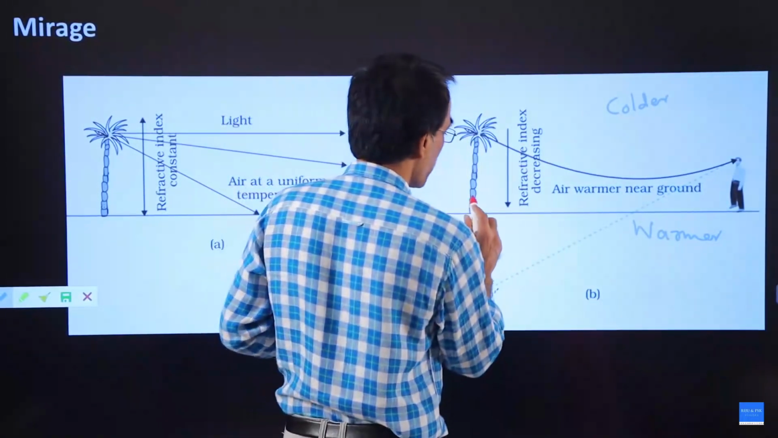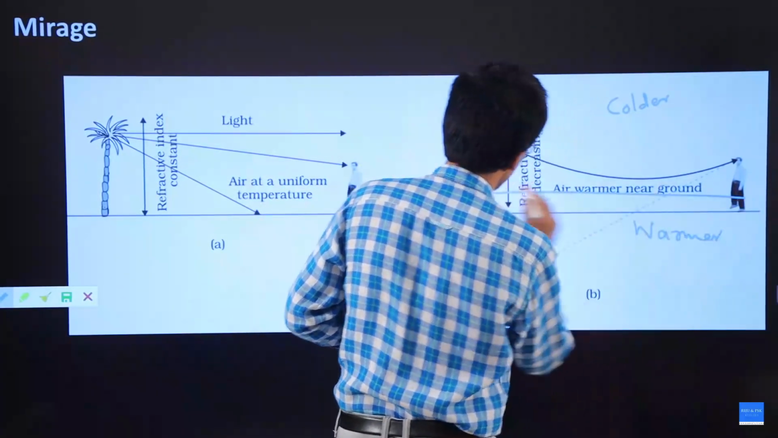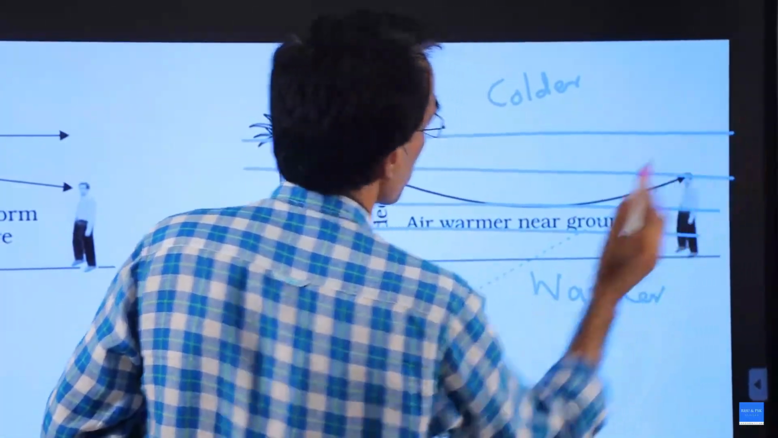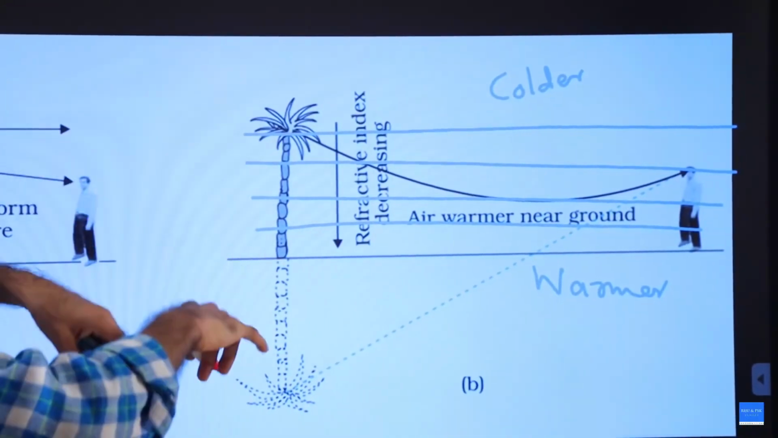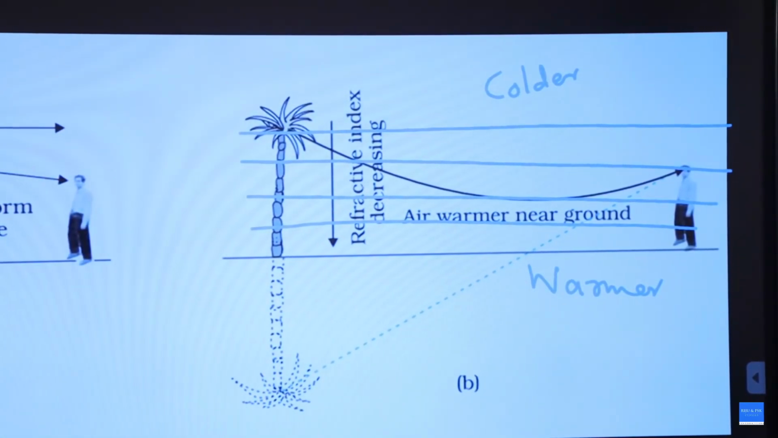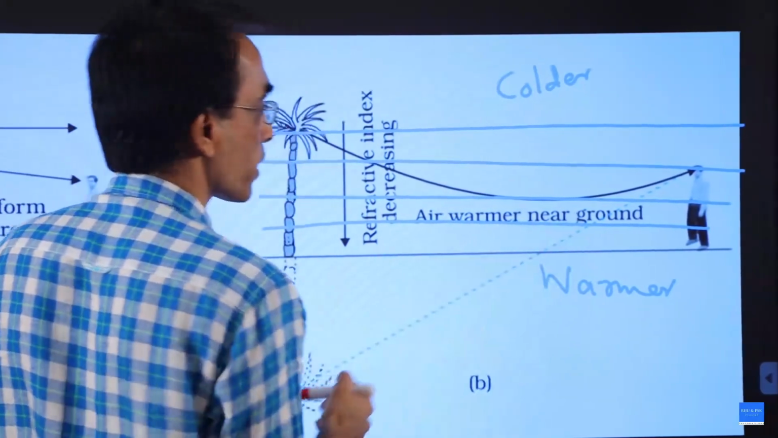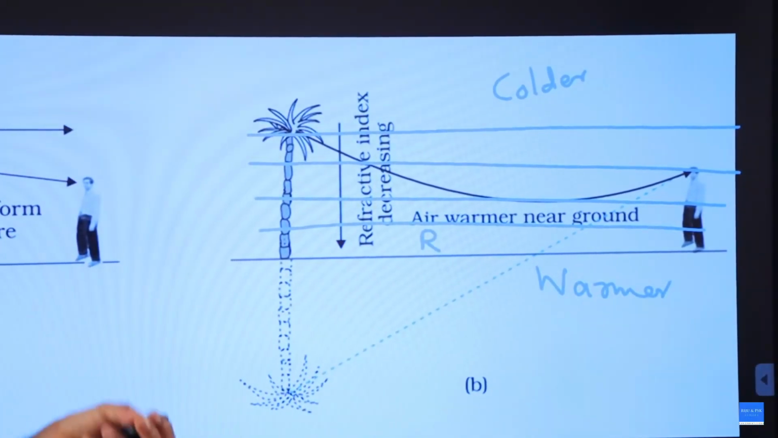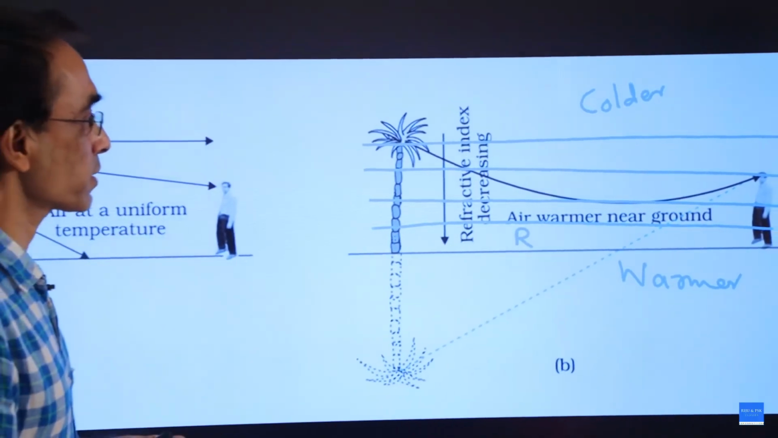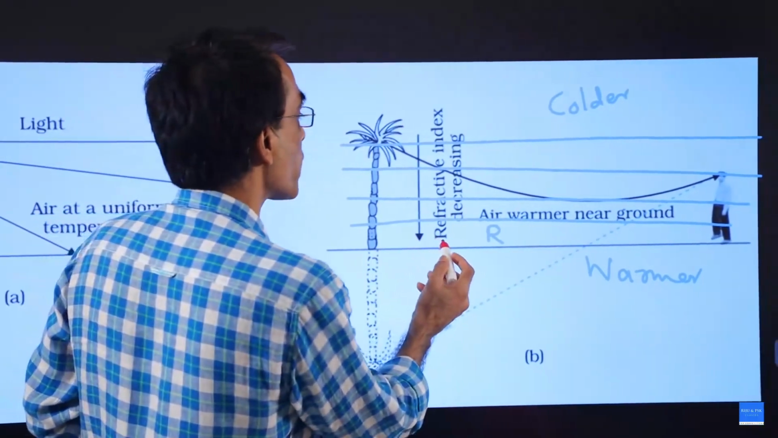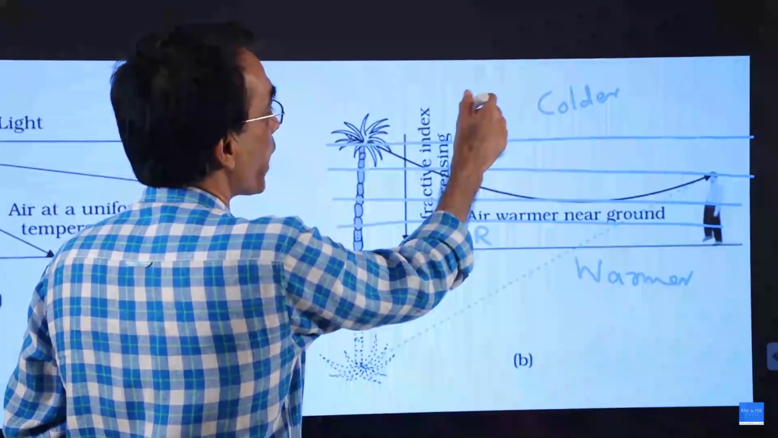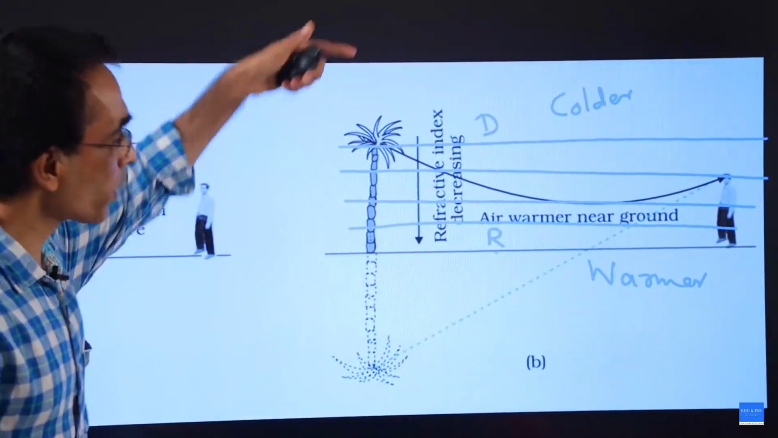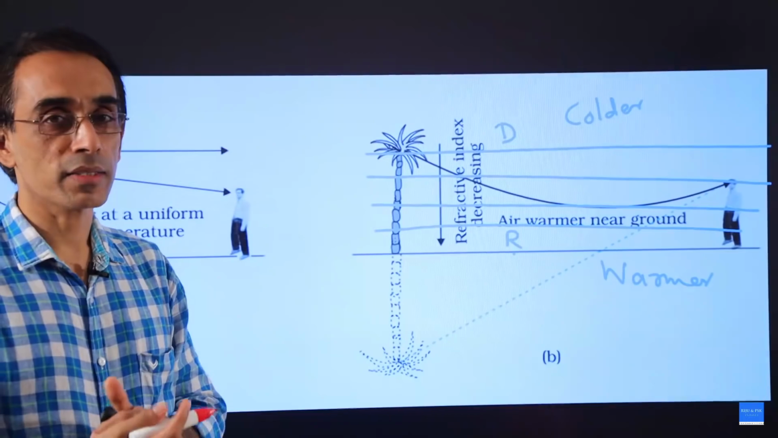Now, you can consider air to be having different layers like this, something that we discussed during the sunrise question. Now, the warmer air near the ground will become rarer because its density becomes less. So its refractive index also becomes less. You can see refractive index decreasing. That means here higher refractive index, denser medium, here lower refractive index, rarer medium. From top to bottom, refractive index is decreasing.